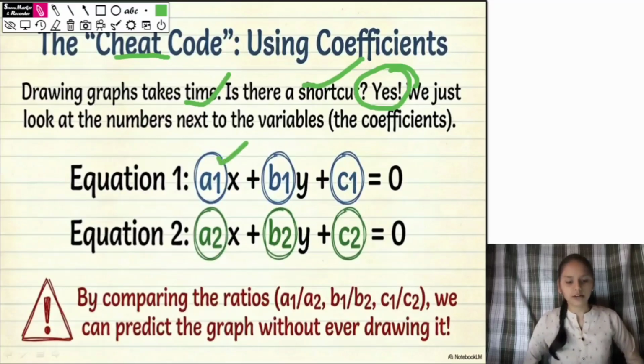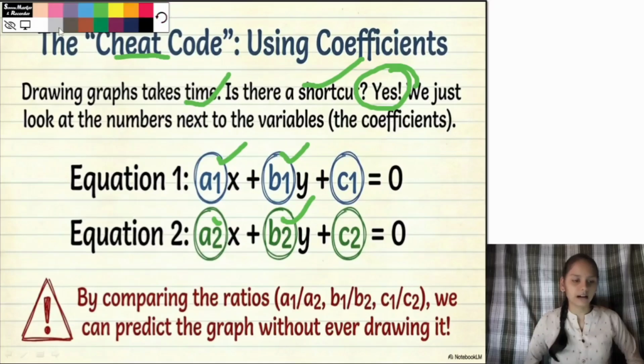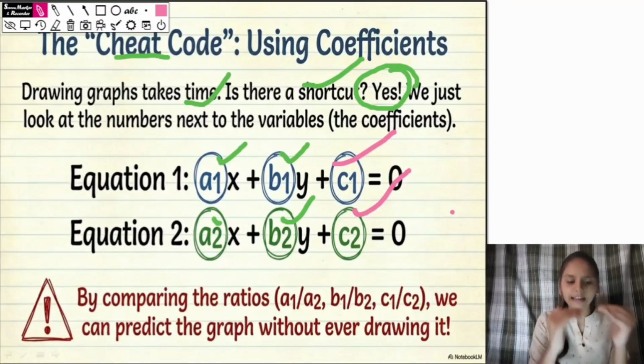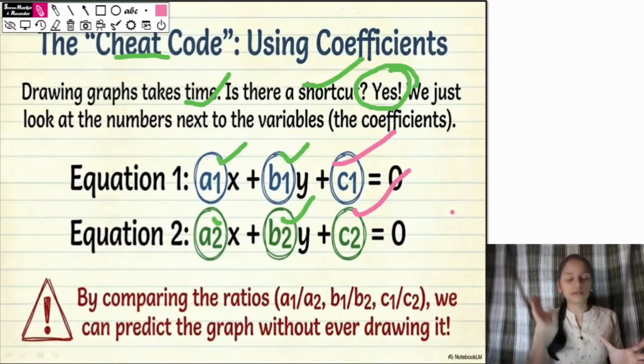What you should do is look at the ratios of these two equations. By just looking at the ratio of a1 and a2, you can predict what type of graph will be drawn when you solve it.